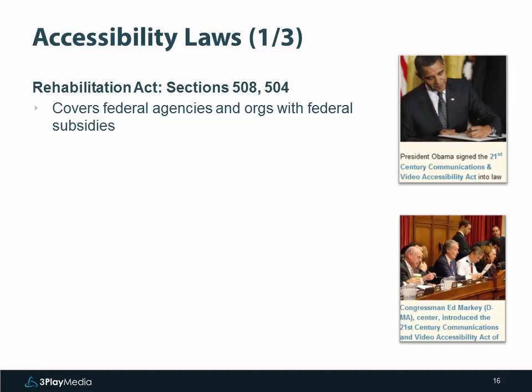Section 504 is very similar, but it has a different angle in that it's more of an anti-discrimination law that just requires equal access for disabled people with respect to electronic communications. And both of these laws apply to all governmental agencies and certain public colleges and universities that receive federal funding, such as through the Assistive Technology Act.